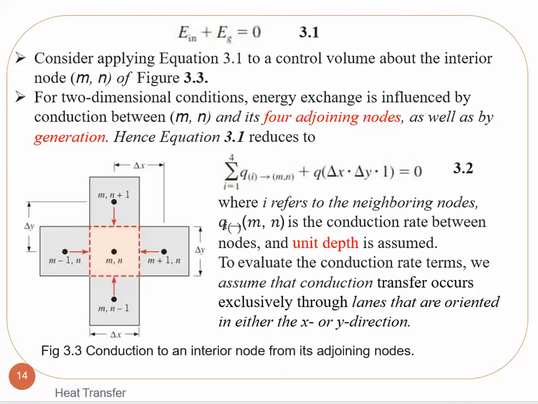Applying the equation to the control volume about the interior node m, n in two-dimensional conduction, the energy change is influenced by conduction between m, n and its four adjoining nodes, as well as the generation. As you can see in the figure, the nodes are m minus 1, n; at the center, the origin m, n; above it n plus 1; m plus 1, n; and n minus 1, where the width of the column is del x and the other dimension of the figure is del y.